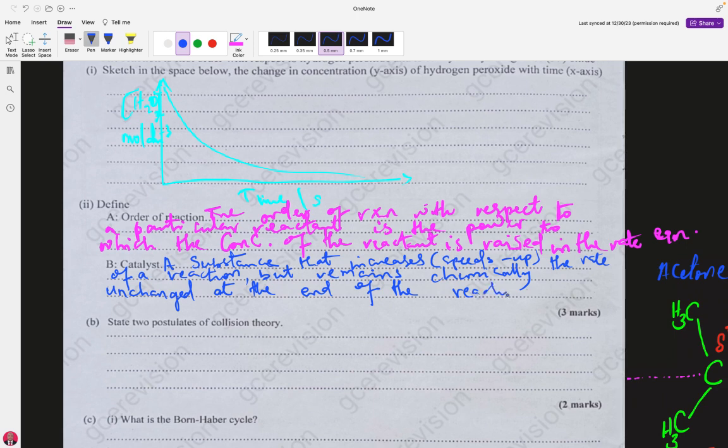Okay, we said a catalyst is a substance that increases or speeds up the rate of a chemical reaction, but remains chemically unchanged at the end of the reaction. Okay, let's go to state two postulates of the collision theory.